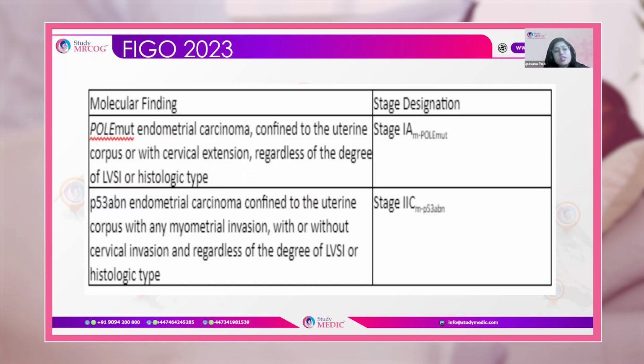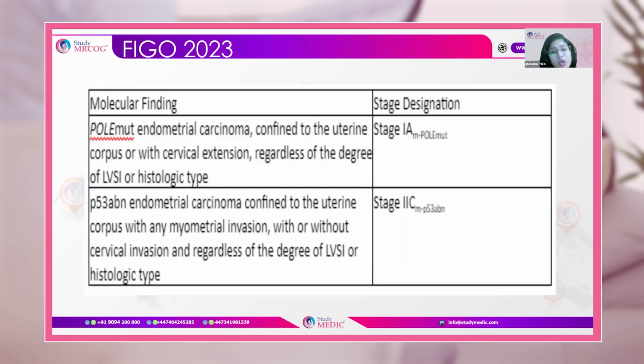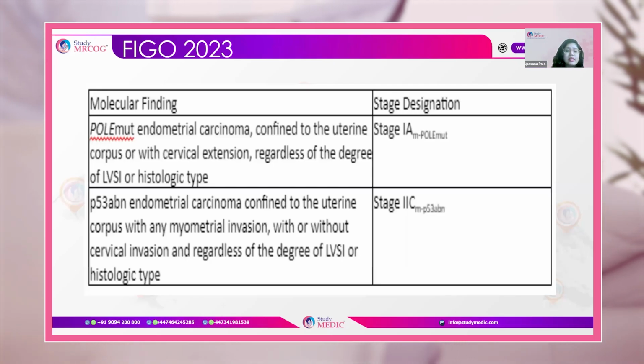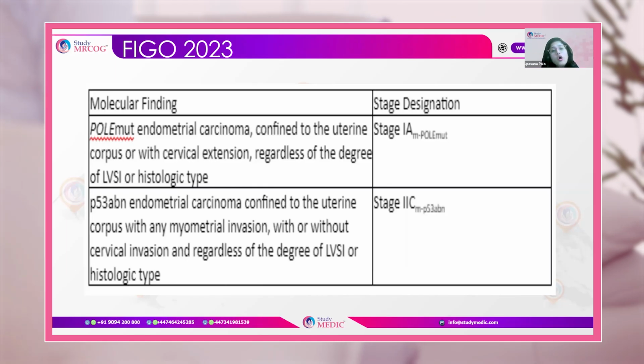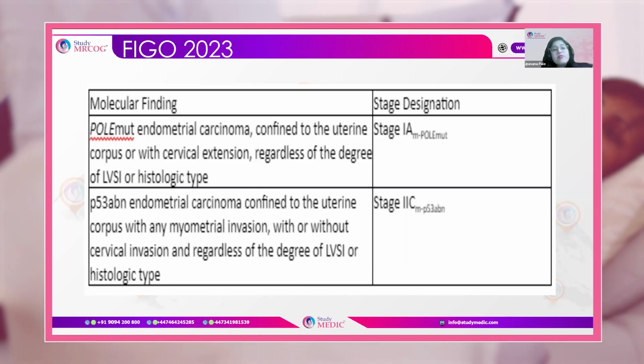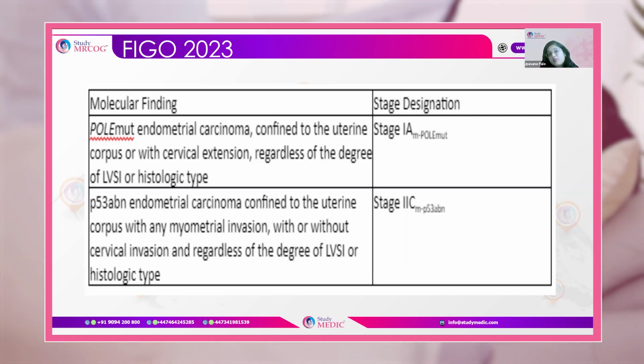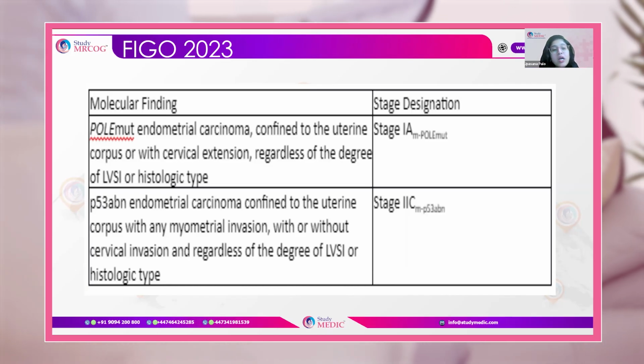So in case the mutation is POLE mutation, regardless of the degree of LVSI or histological type, in case it is confined to the uterine corpus or with cervical extension, that is, even if it is stage 2, it will be downstaged to stage 1A only because it is POLE mutated, which has an excellent prognosis.